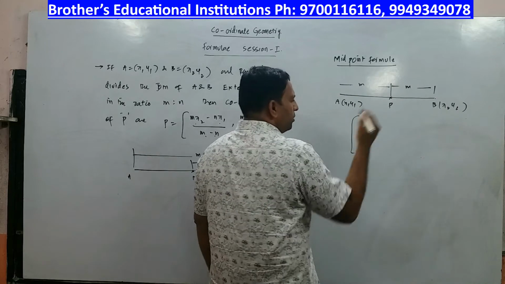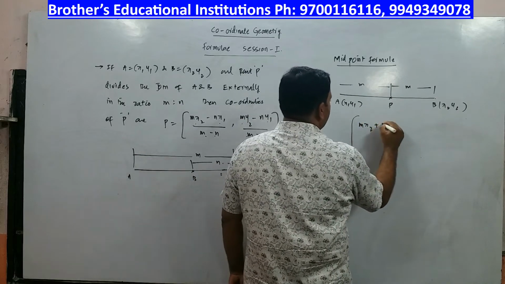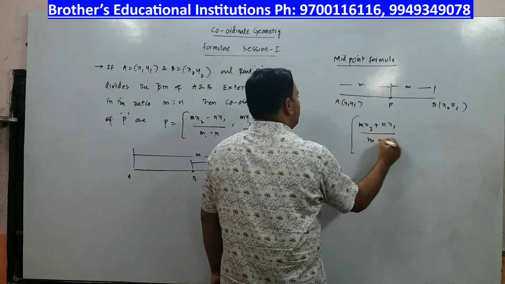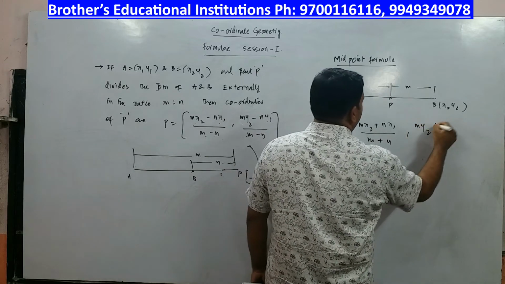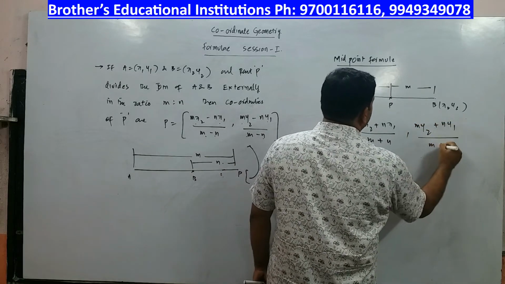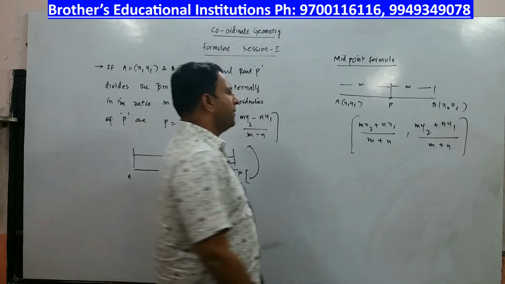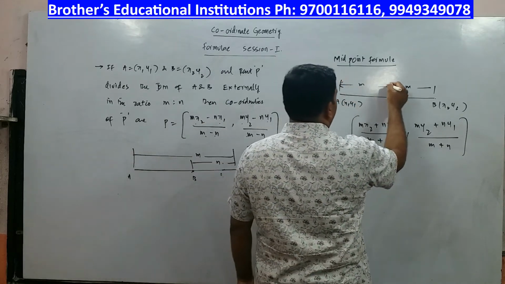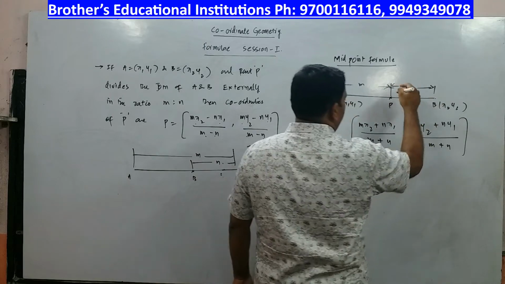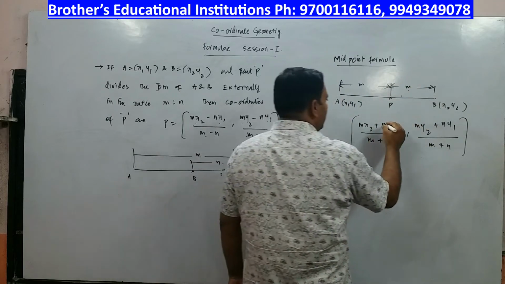Very simple. What is the original formula? (m x2 plus n x1) by (m plus n), (m y2 plus n y1) by (m plus n) is the original formula you apply for internally. Alright, now here what is happening? It's a midpoint. Because it is a midpoint, the n value is equal to the m value. So wherever n is there, I replace it by m.